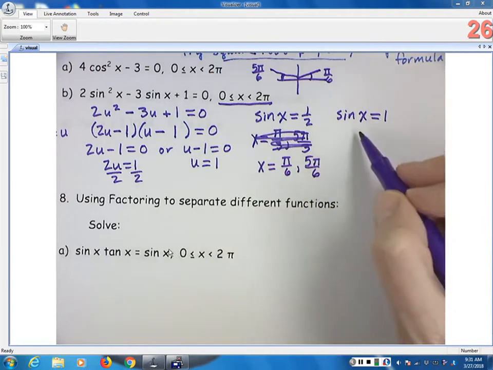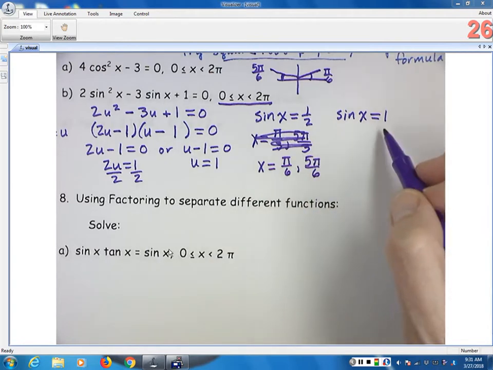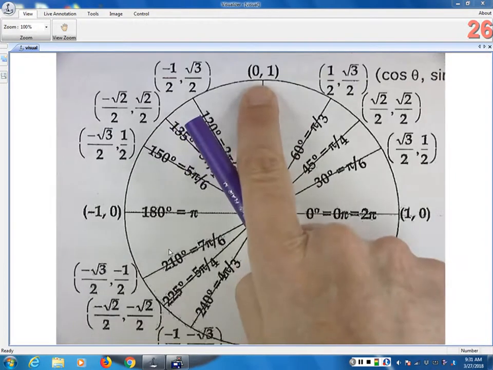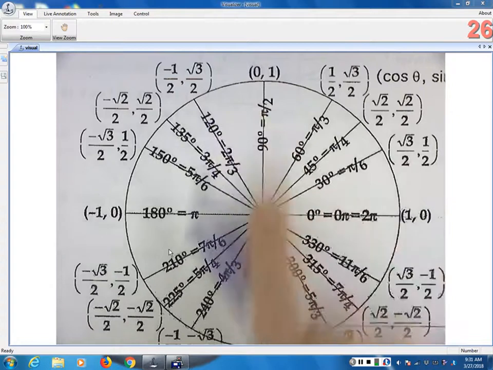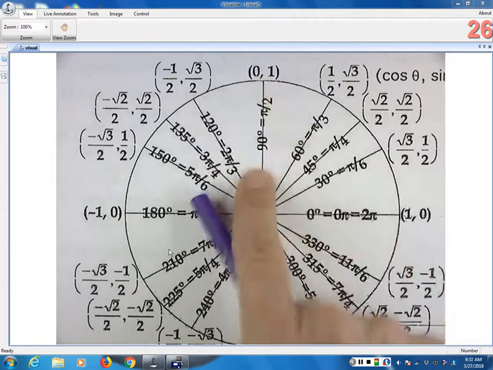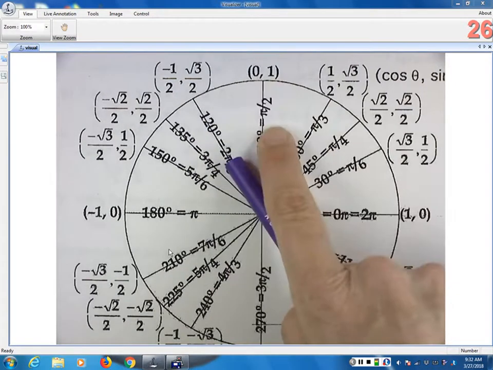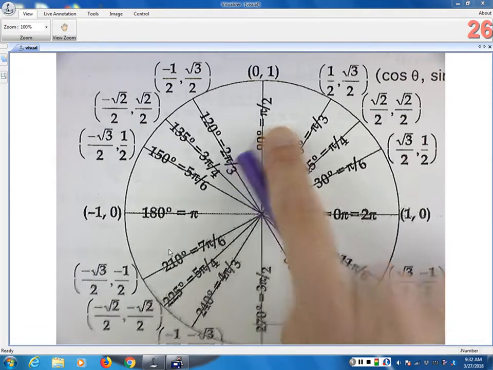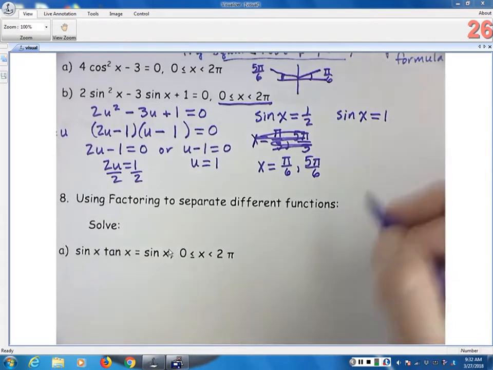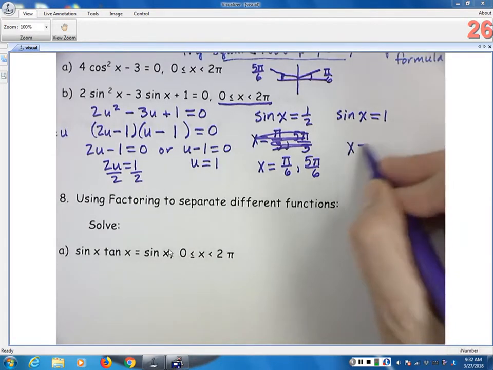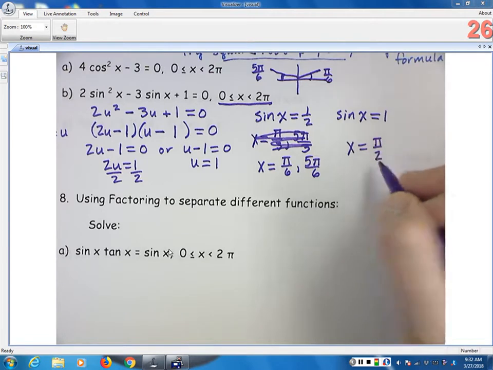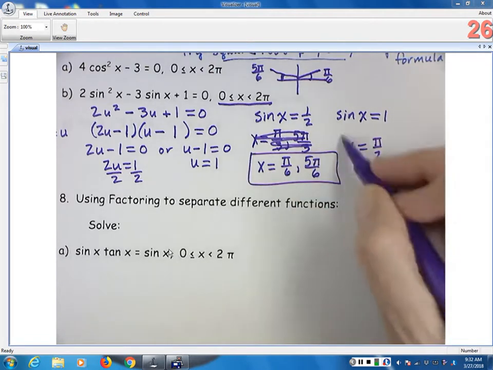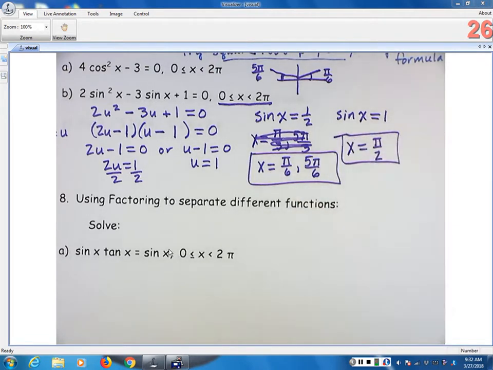And sine x equals 1. Where is sine equal to 1? Up here at pi over 4? Oh, pi over 2. The y coordinate is 1 at pi over 2. We have to look at the y coordinate. Okay? So x equals pi over 2, and these are the answers. We found them from the unit circle.